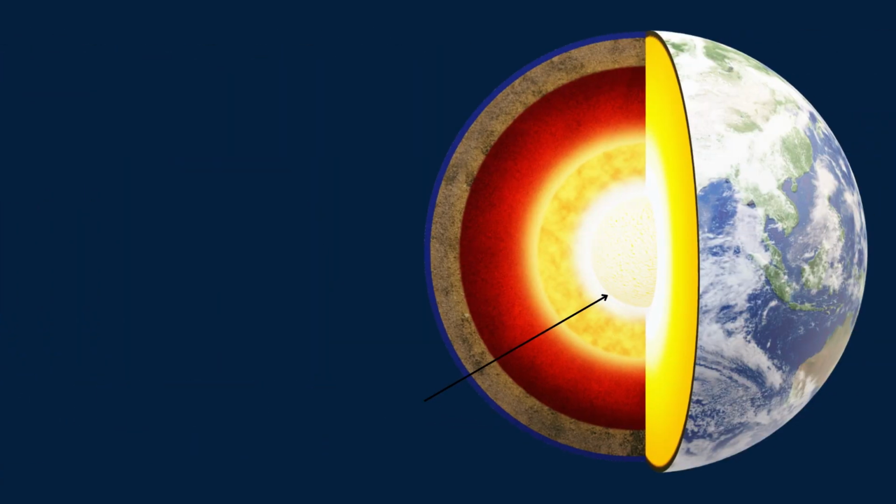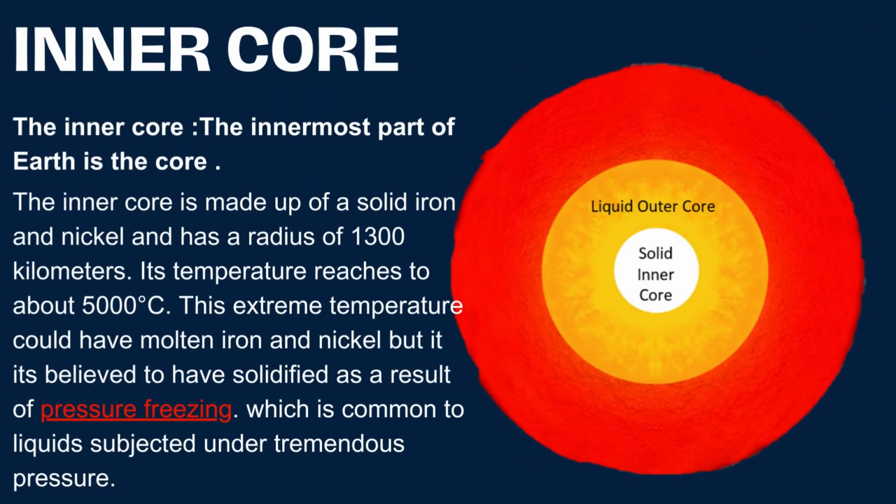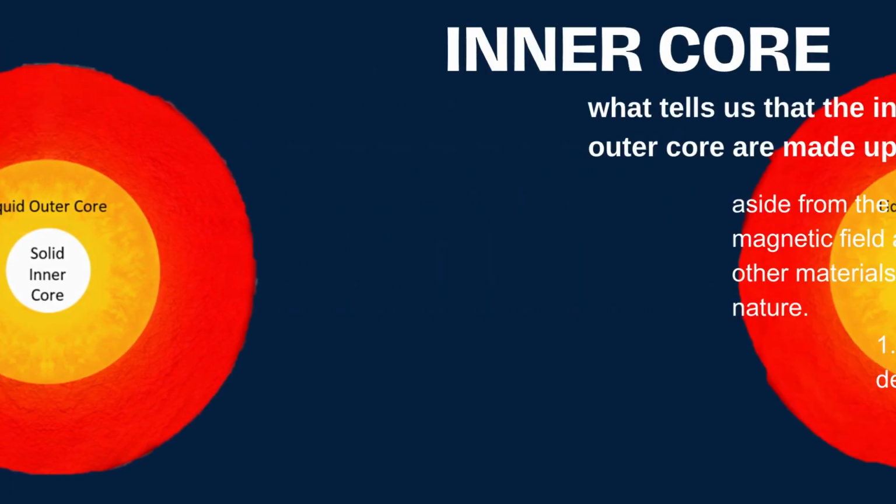Inner core. The innermost part of Earth is the core. The inner core is made up of solid iron and nickel and has a radius of 1,300 kilometers. Its temperature reaches about 5,000 degrees Celsius. This extreme temperature could keep iron and nickel molten, but it's believed to have solidified as a result of pressure freezing, which is common to liquids subjected to tremendous pressure.